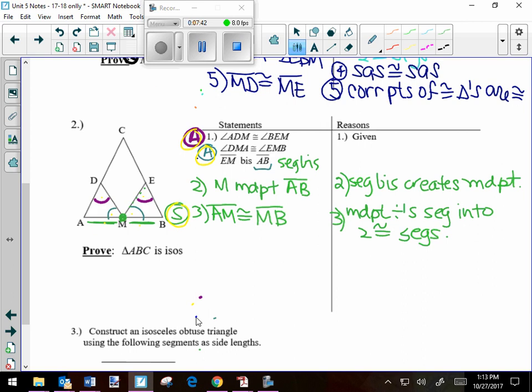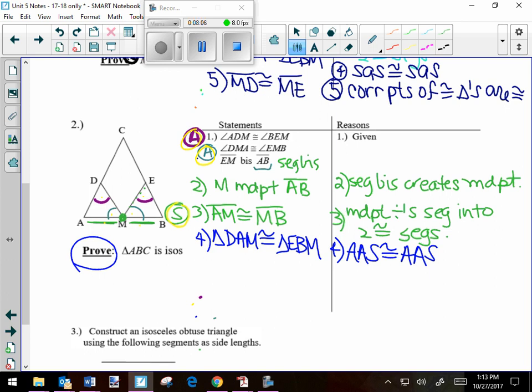So in this case, I'm going to put that triangle DAM is congruent to triangle EBM. And in this case, the triangles are congruent by angle, angle, side. And so we've kind of continued on our way making the triangles congruent. I have not yet mentioned this proof line.